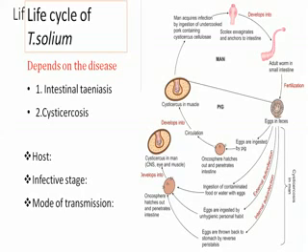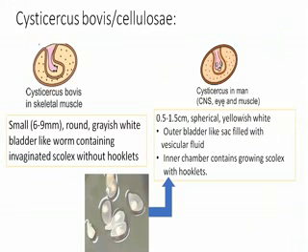And the next one is ingestion of contaminated food or water with the eggs. These three may lead to cysticercosis. So these are the differences in the larvae between Taenia solium and Taenia saginata.